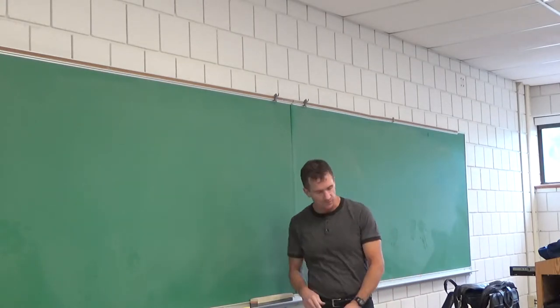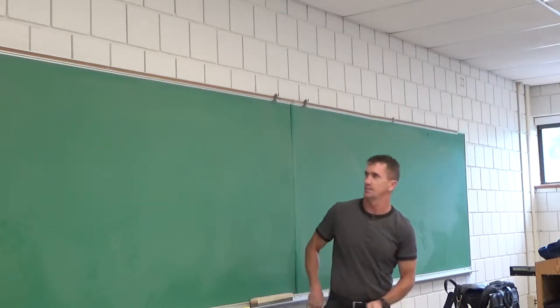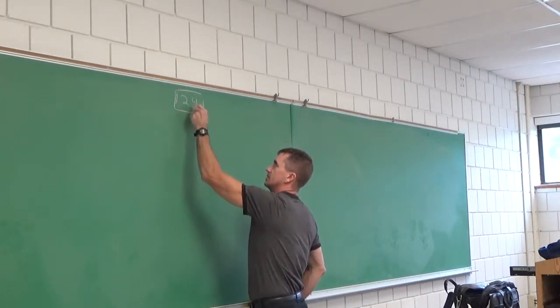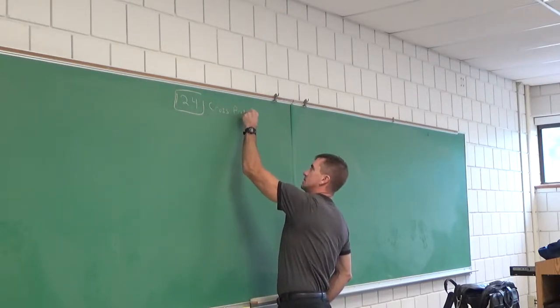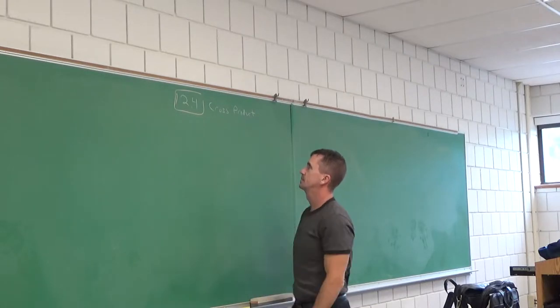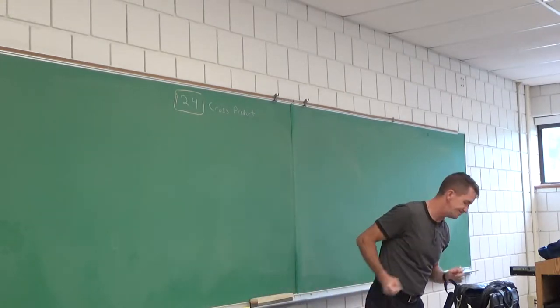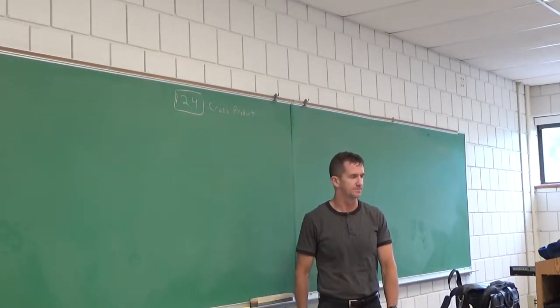So 12.4 is titled the cross product. 12.4, the cross product. And it's the cross product of two vectors. And the cross product of two vectors is a vector.